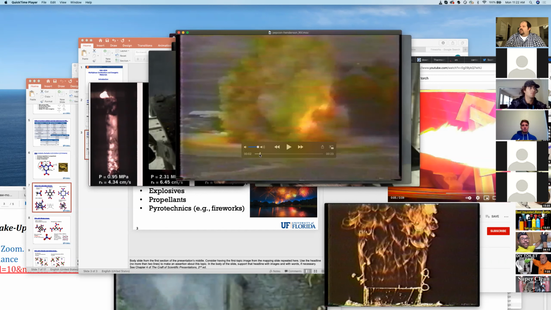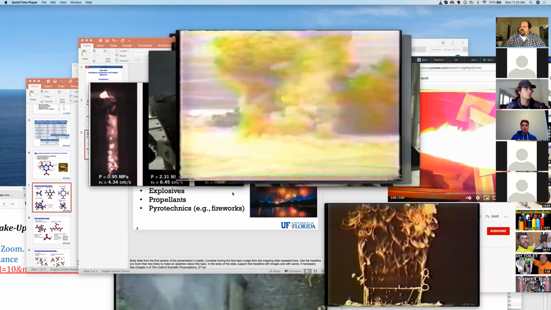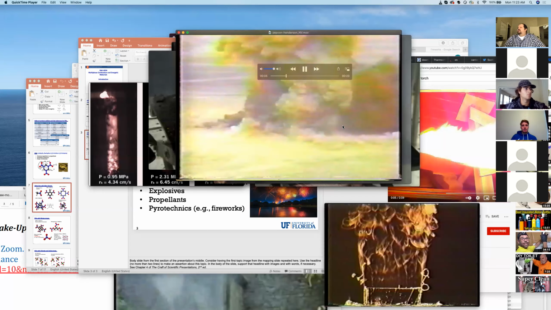And this one, luckily this occurred early in the morning, so nobody was there. So I don't think this one killed anybody. It did produce lots of damage though. And when you watch the movie, you can see the nice sort of spherical shockwave propagate out.